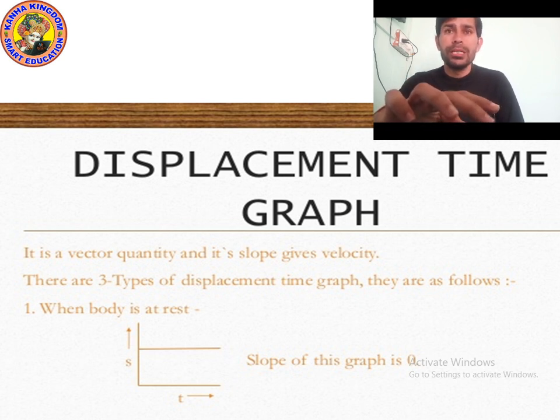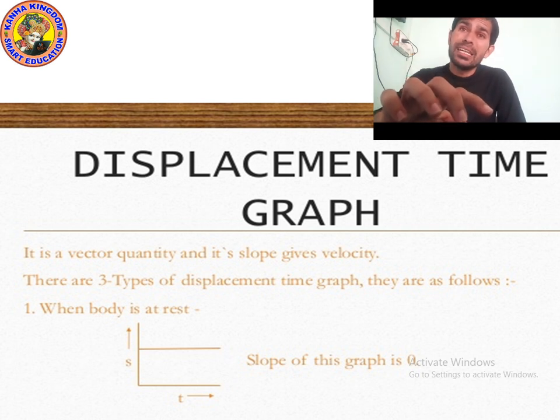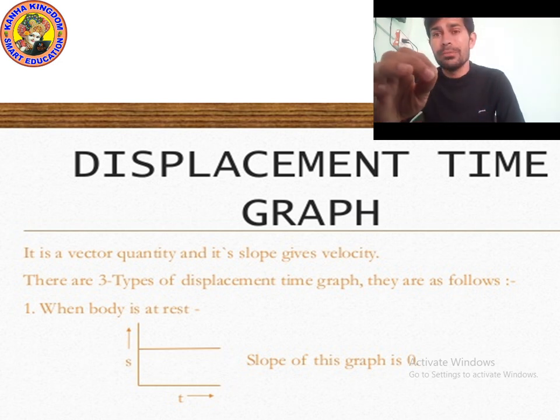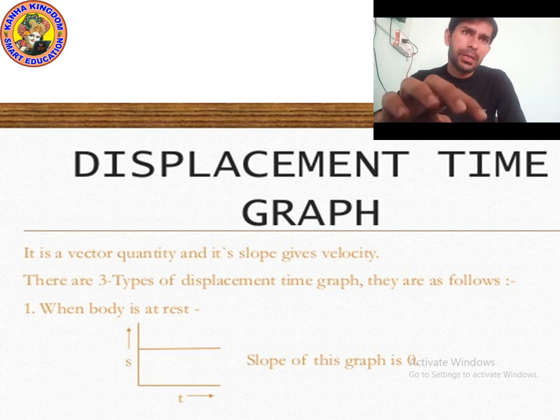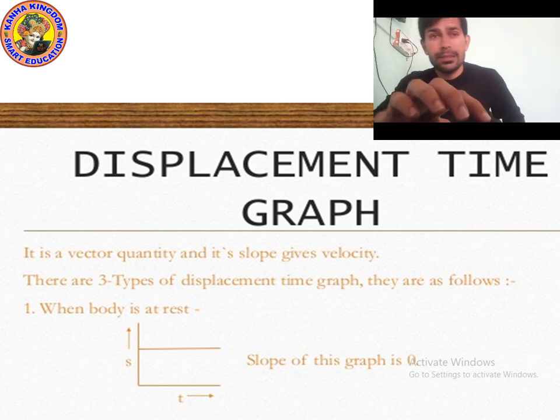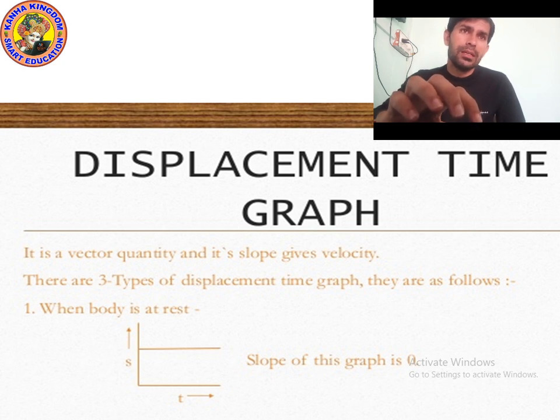But if the body is moving with uniform speed, in that condition the graph will be the same as the distance-time graph. That distance-time graph was actually a straight line. So the graph will also be a straight line if the speed is uniform.